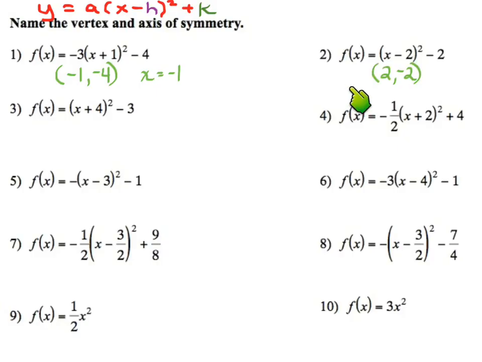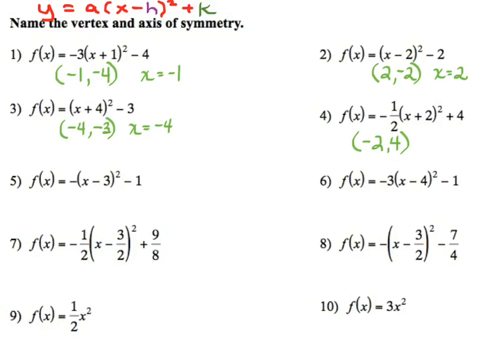So we have, again, (2, -2). Now let's, again, make sure we understand that it looks like a -2 in the template, but it's really a +2. And then this is face value, so we will keep it -2. The axis of symmetry is always the x coordinate, so it's x equals 2. The next one would be (-4, -3), x equals -4.